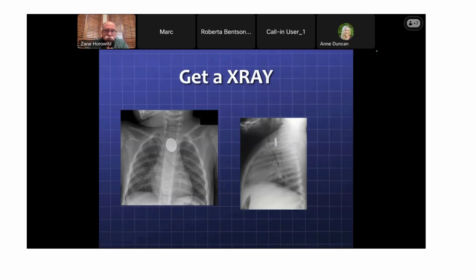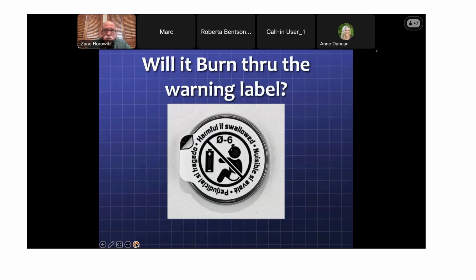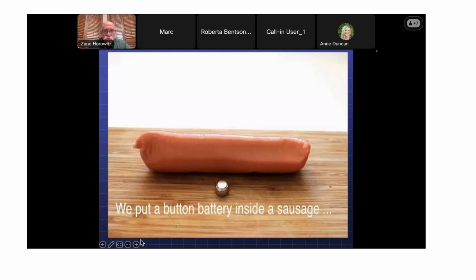Other than the honey and the sucralfate, they should be NPO and get as quickly as they can to a pediatric GI. We've done this experiment with hot dogs multiple times. Some of the newer versions out there have a little plastic thing on it. So we wanted to know, would the current still burn through the little plastic shield, the warning label? And in fact, it does.